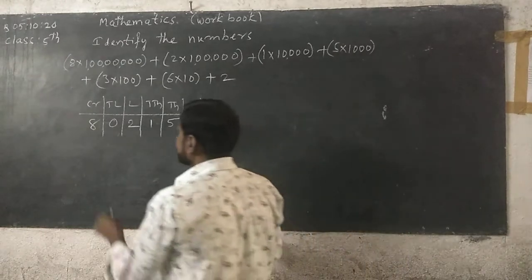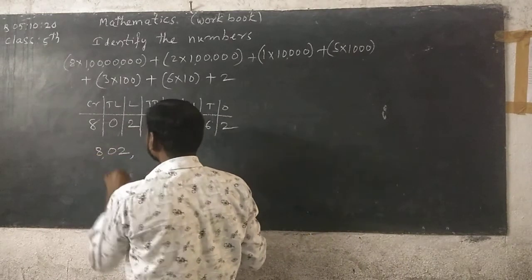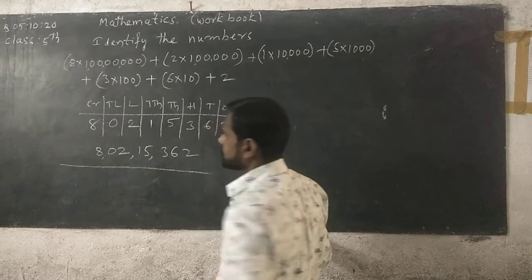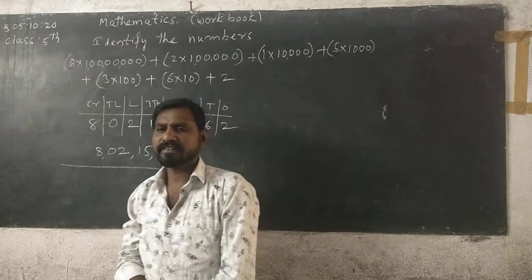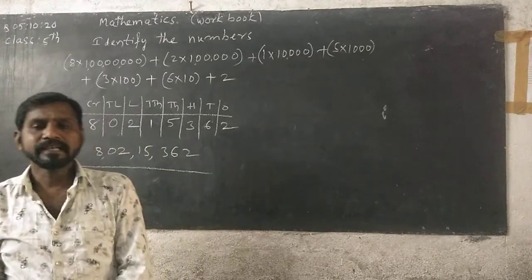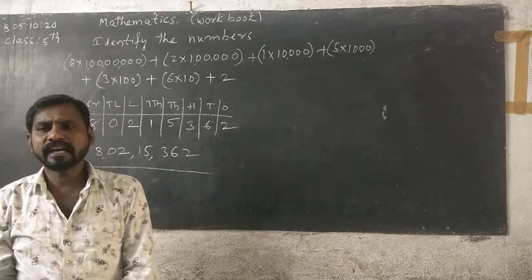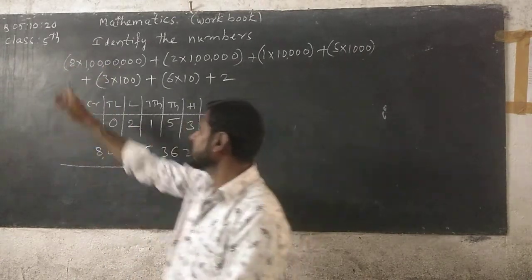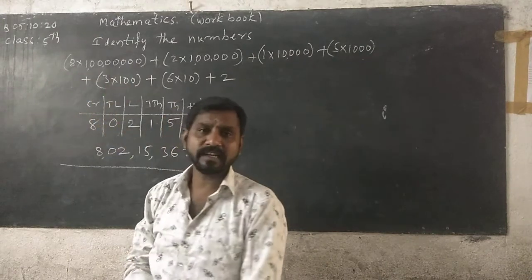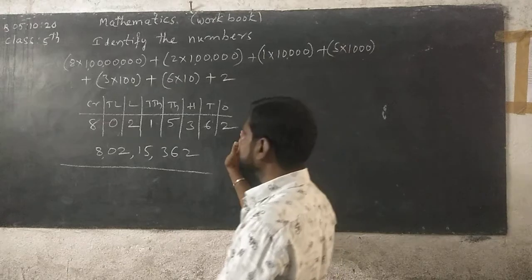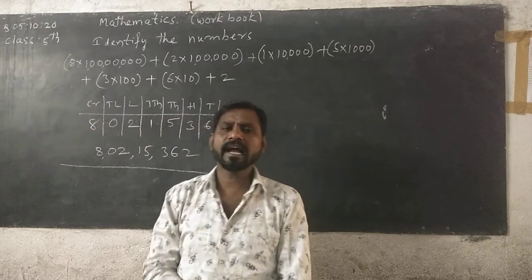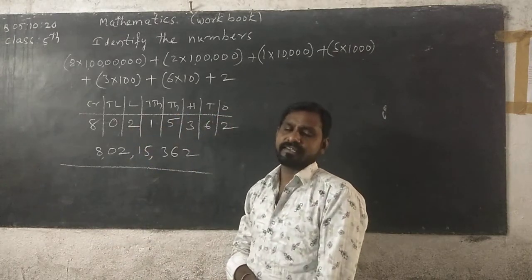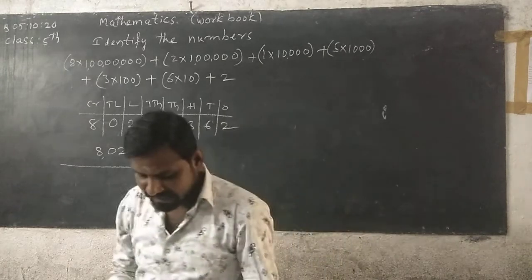So what is the number? 8 crore 2 lakh 15,362. See, this is the given problem. First of all, you can write the place value chart. So how do you write the place value chart? First see the first number on the left side. In it, 8 into 1 crore means you can write place values from ones place to crores place. Then you can write their places in the Indian place value chart. So this is the problem. Now next, write down everybody.